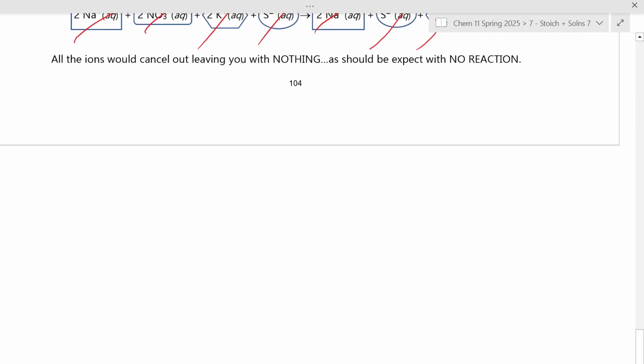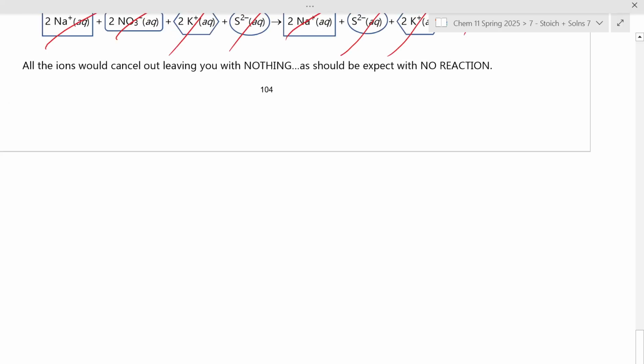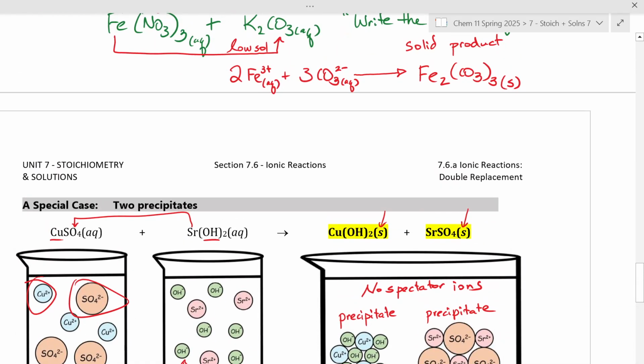Okay? So in this test, if we get a question like this, will you require us to write it out and cancel it all out? No. If you have 2 aqueous, you just say no reaction and you're done. Okay?